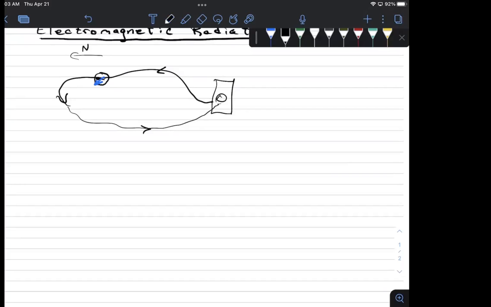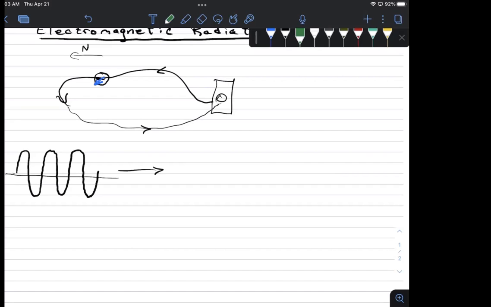I'm not very good at drawing this, but say this is the electric field. And the electric field is just oscillating up and down. It's just a wave. And that wave moves to the right. So there's your electric field oscillation.